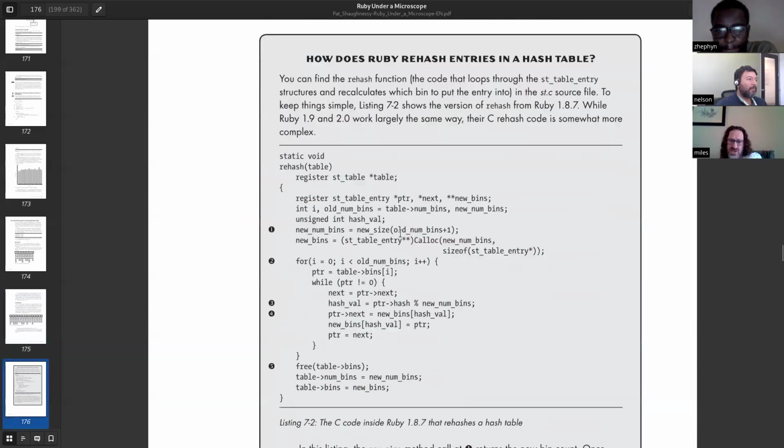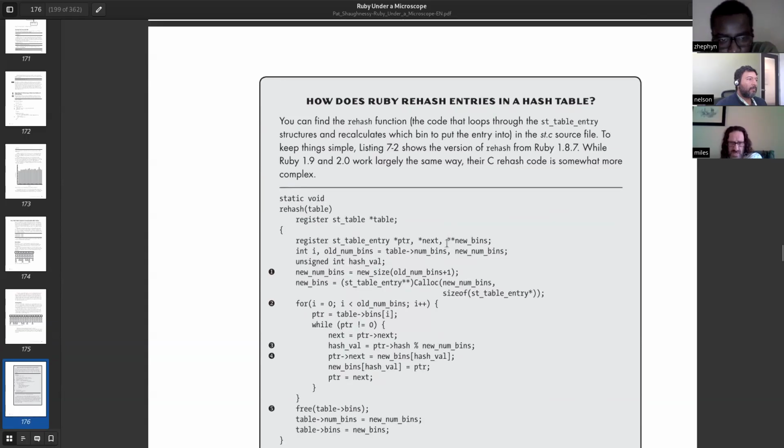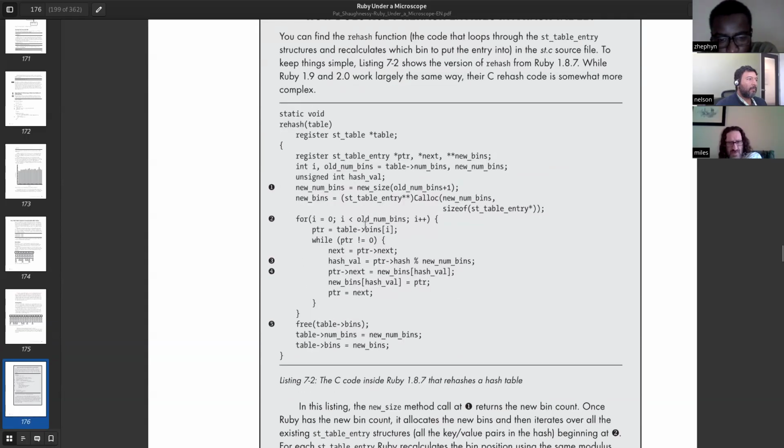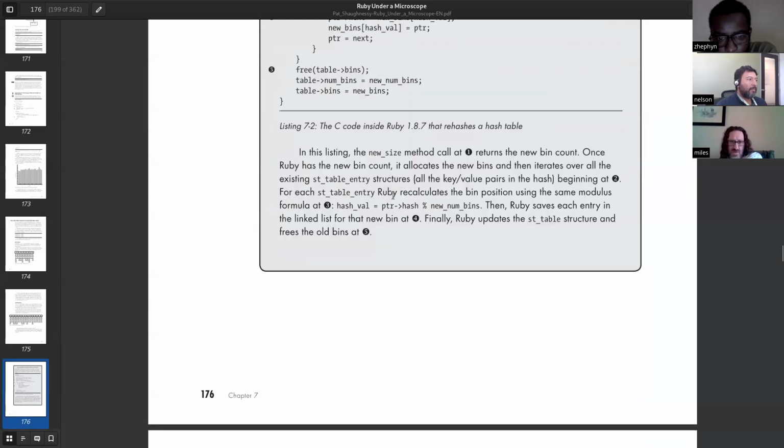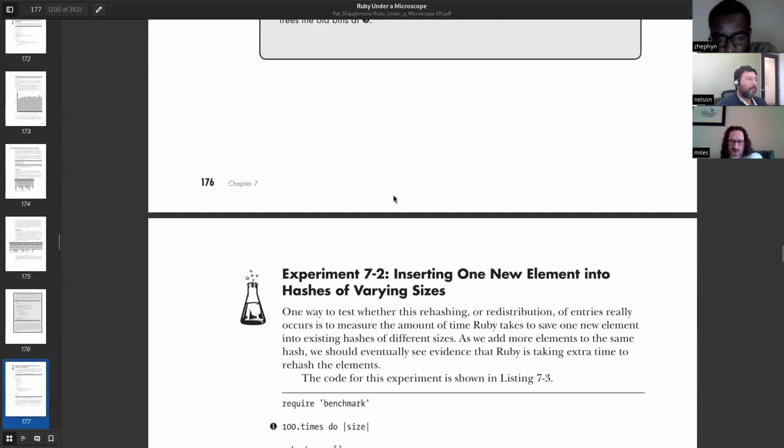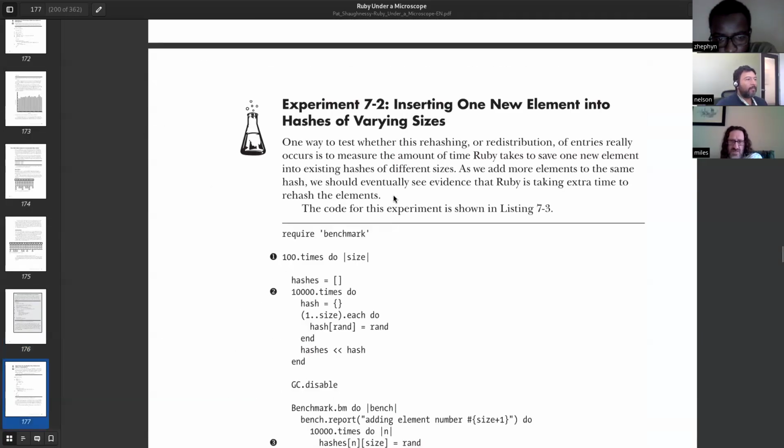Oh, here's where he shows the C code. I actually didn't really wind up reading this C code because I just assumed it did what we talked about before, so I skimmed over this. I'll keep scrolling if folks don't have comments on it. So we have another experiment here. He's inserting a new element into hashes of varying sizes, and I think this part was to show the cost of rehashing.